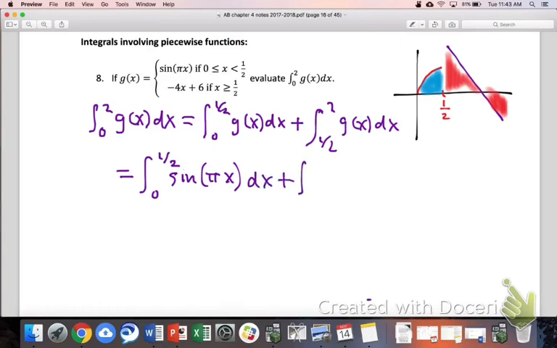dx, and then integral from 1/2 to 2, and that would be of our line, negative 4x plus 6 dx. I'll just take a moment here to pause and ask you, does this make sense to you from a properties perspective, and which function went into which integrand going with the particular domain? Do you have any questions about that setup?